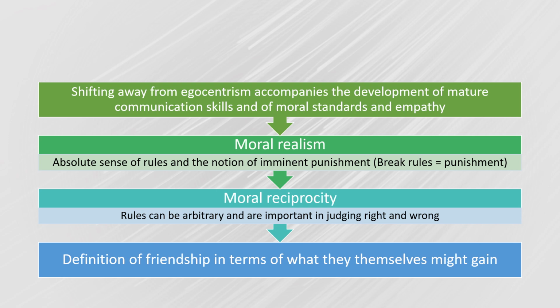They understand now the concept of moral reciprocity, rather. Moral reciprocity is that rules can be arbitrary and are important in judging right and wrong. So rules are something that should be followed, and if they follow them, that is right, and if they don't, that is wrong. They also have a definition of friendship in terms of what they themselves might gain. If they think that their friends are good to them, that's friendship for them. And if they do good to their friends, that's what friendship is all about.